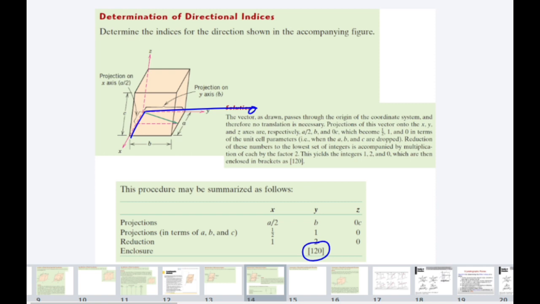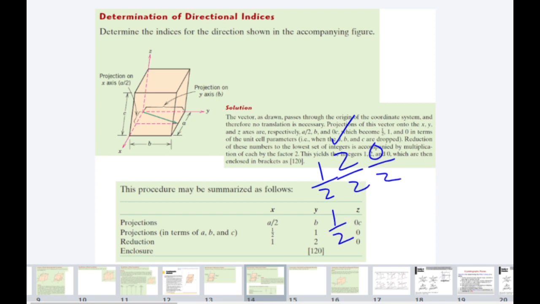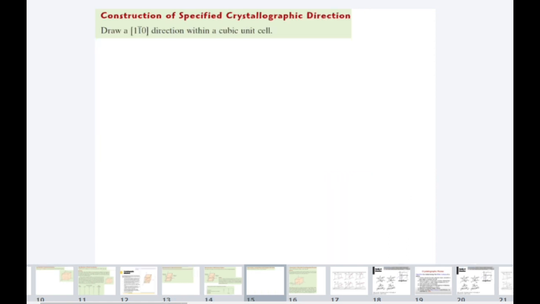Right? Now, if you have this point, you have 1, 2, 0, and you want to draw the direction. So what you will do? You have to remove the 2. So how to remove the 2? Divide everything by 2. So what you will get? You will get half, 1 and 0. Is it clear, this point? Okay, good. Now here we have example.